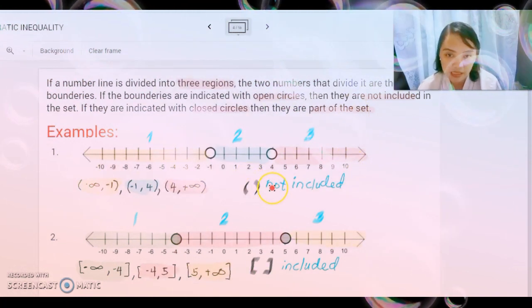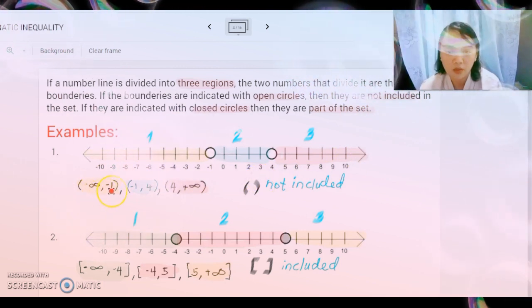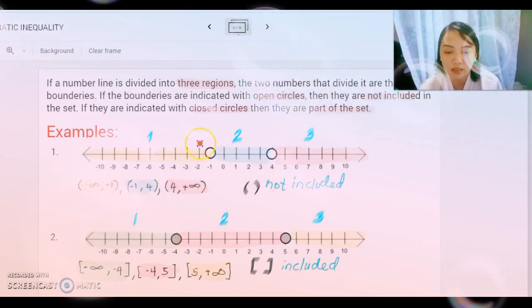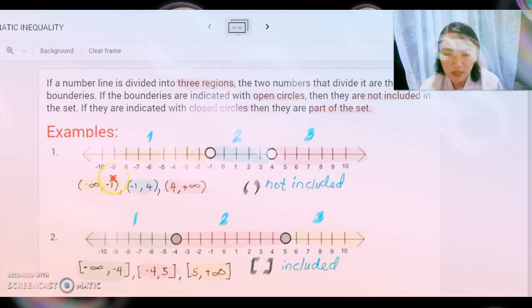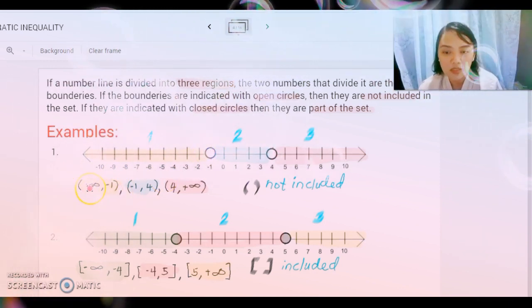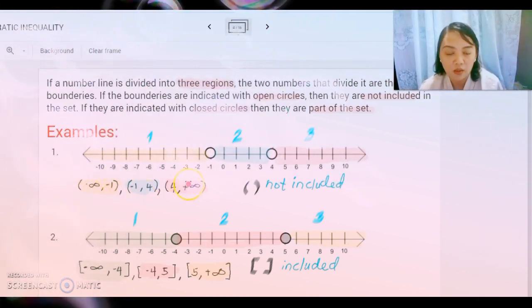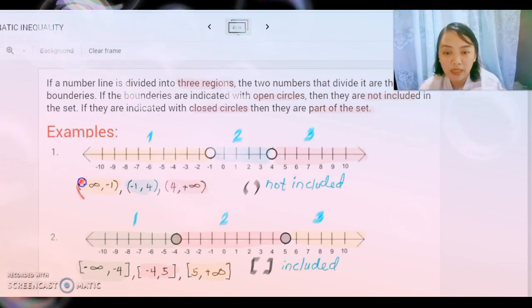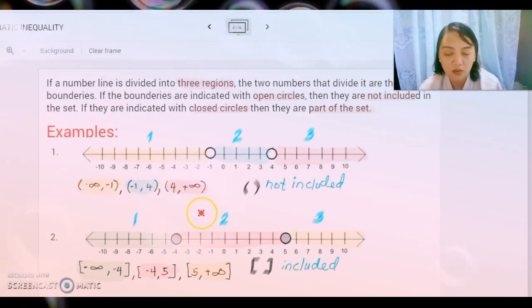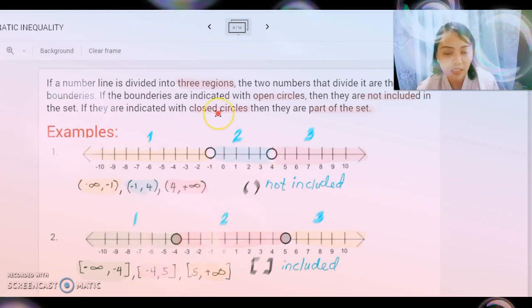Okay. Yung parenthesis, ito yung nagsasabi na yung number na to is hindi included. Ito nga yung indication niya, di ba? So, ibig sabihin, hindi siya kasali. Kapag nag-deal tayo sa negative infinity or positive infinity, laging parenthesis ang gagamitin. Okay? So, yun lang yung sinasabi dun sa 3 regions.